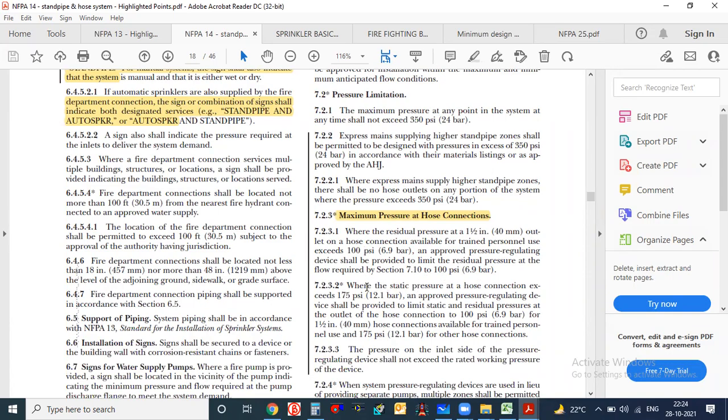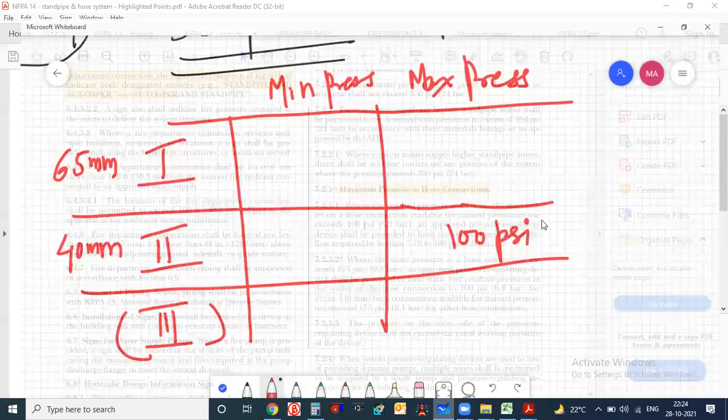And here is one more point: where the static pressure at a hose connection exceeds 175 psi, an approved pressure reducing device shall be provided to limit static or residual pressure at the outlet of the hose connection to 100 psi. Both points confirm that the maximum pressure at 40 mm is 100 psi, because here also it says that if the pressure exceeds 175 psi, we have to limit it to 100 psi only. Okay. Till now we got only one point: 40 mm maximum pressure is 100 psi.